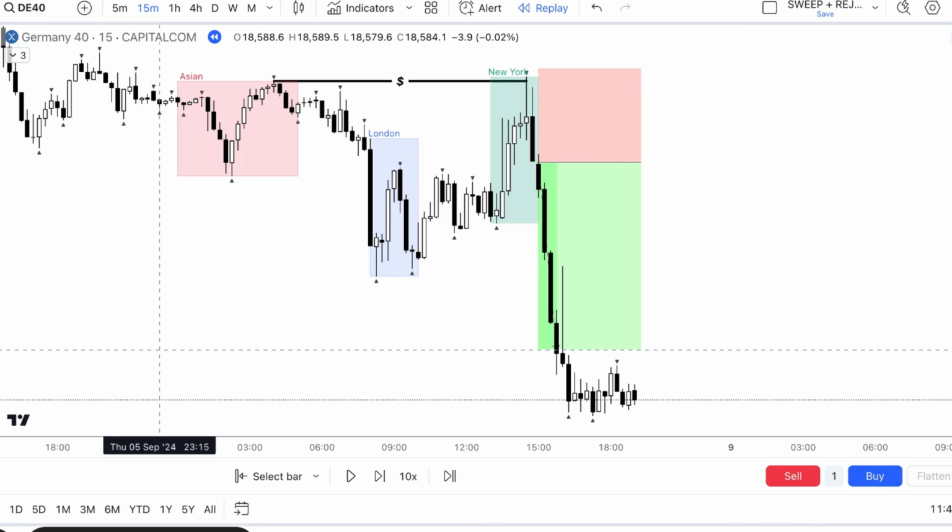So that's it for this one, guys. This is exactly how we can trade the ICT Judas swing using kill zones and our London and New York session.